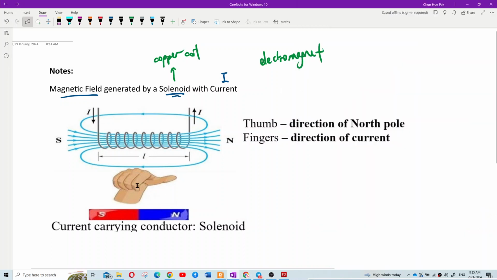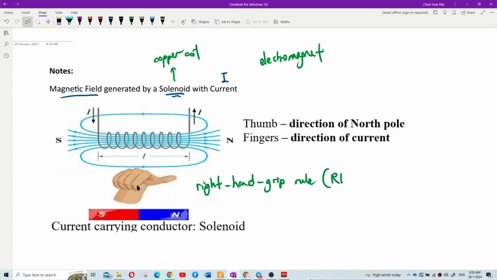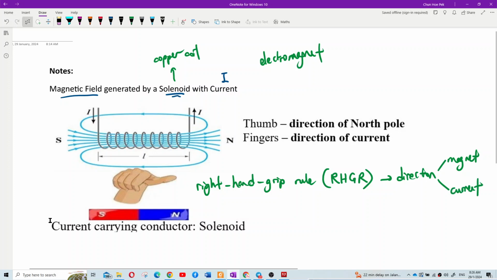Okay, and this is what we call the right hand grip rule. We put it as right hand grip rule. It is actually to determine the direction, the direction of the magnet, and also the direction of the current. Okay, this is the right hand grip rule.